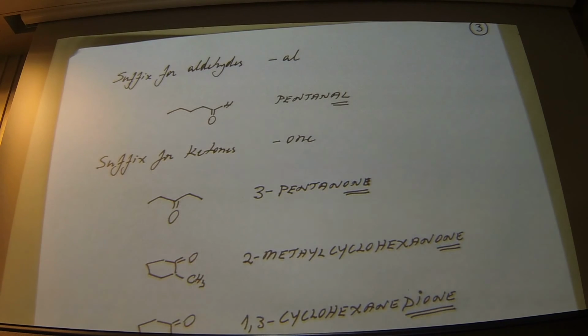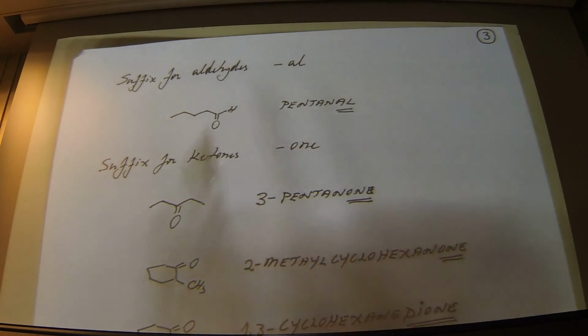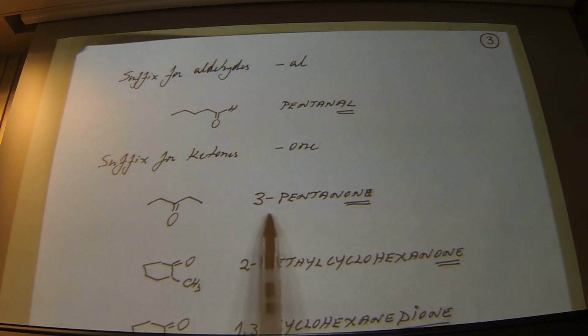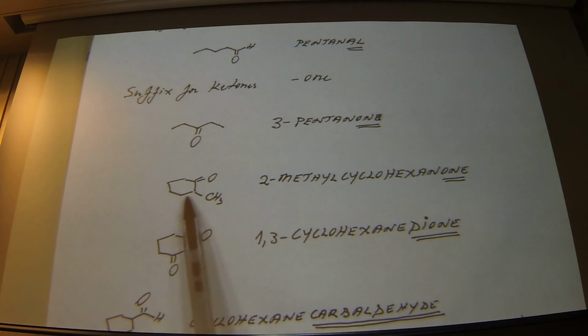So I don't need to designate which carbon atom is the formyl carbon atom. Remember, this is the formyl group. I don't have to designate that. That's the end carbon atom. But when I go to ketone, yes, I do. Now, if it's a cyclic ketone, then it's going to be cyclohexanone, and the carbonyl carbon is carbon atom 1. So this would be 2-methylcyclohexanone. The methyl over here would be 3-methyl and so on.